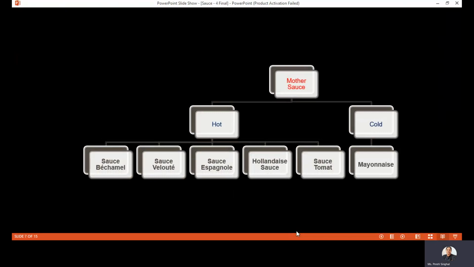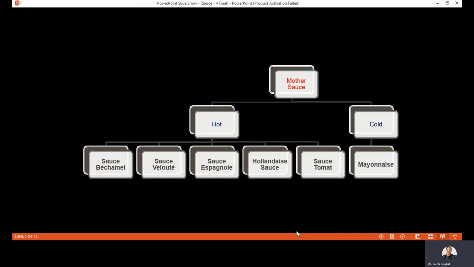Now there are 6 mother sauces in continental cuisine. The sauces are classified on the basis of temperature, whether hot or cold, or on their nature, like thickened or emulsified. Now these sauces are the foundation for other derivatives which are made from these basic sauces. That is why these sauces are called mother sauces.